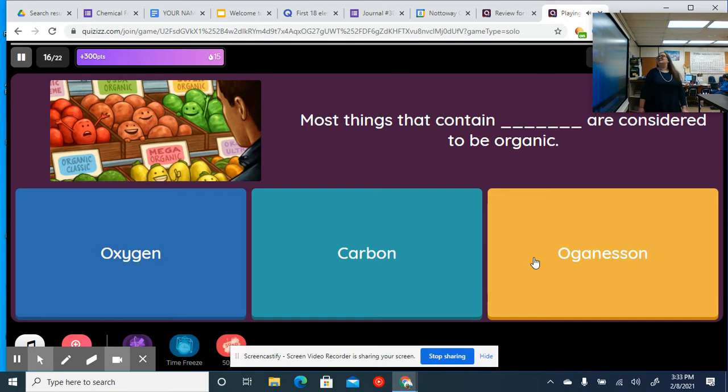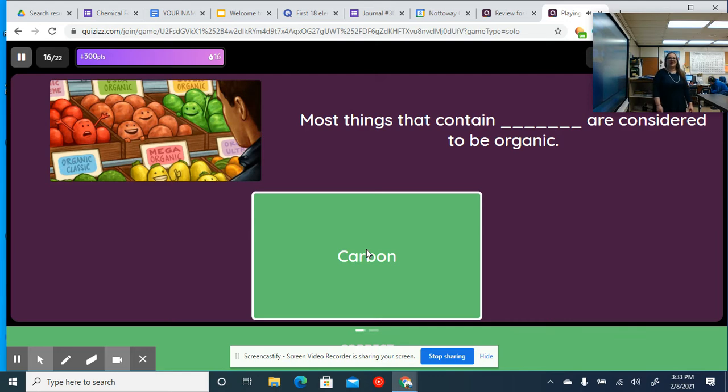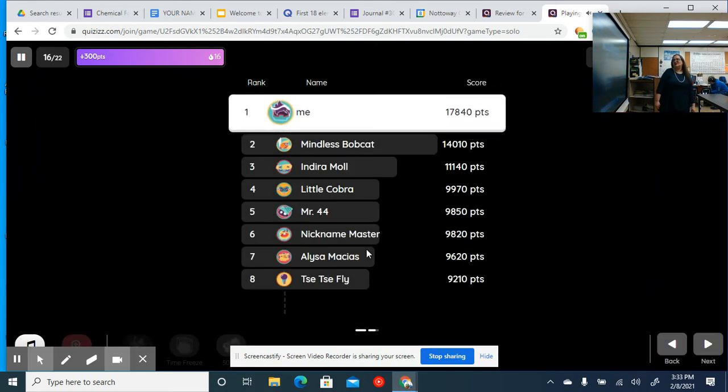Most things that contain blank are considered to be organic. So what element do things have to have to be organic? Carbon. Gotta have those carbon and hydrogen bonds to be organic.